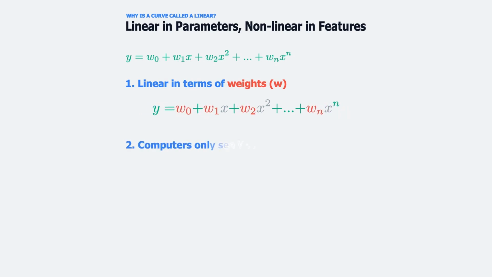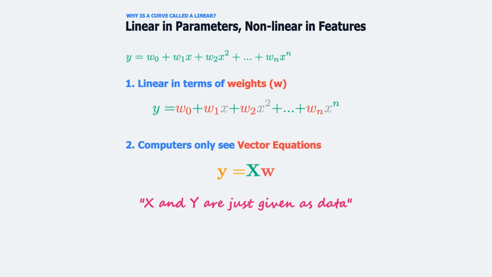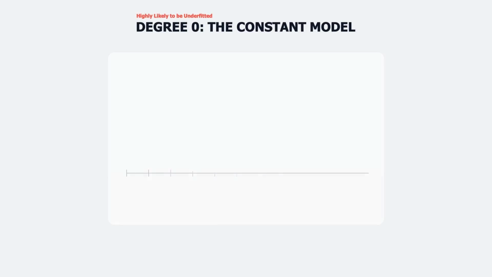The X and Y data are just given constants. Since we're solving for W, we can treat W as our unknown and set it up as a standard linear regression problem. So let's take that intuition and look at the math.